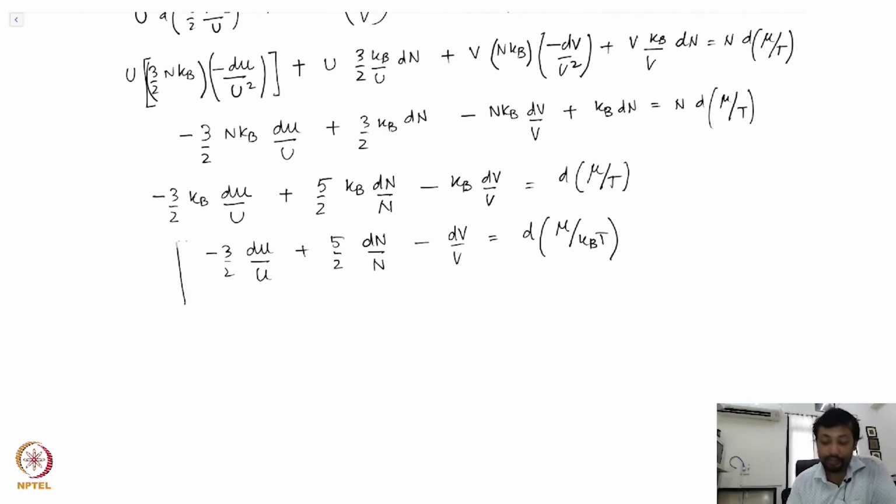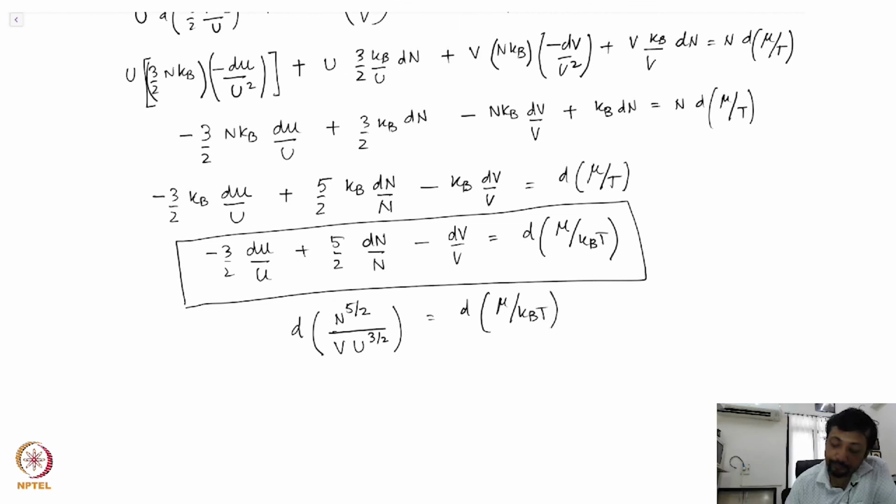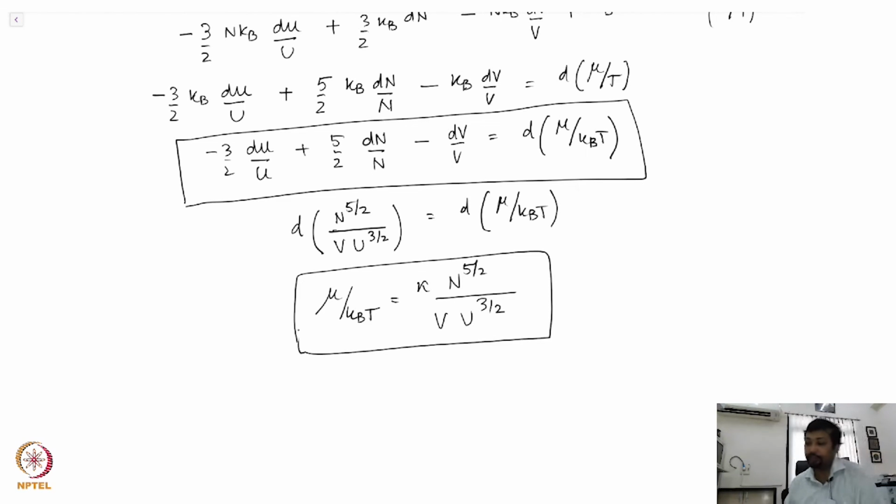Look at this equation now. If I look at this equation, then the left hand side I can write as n to the power 5/2 over v times u to the power 3/2 must be equal to d of mu by kB T, which means mu over kB T is n to the power 5/2 over v u to the power 3/2, and there is an arbitrary constant which I put like this way.